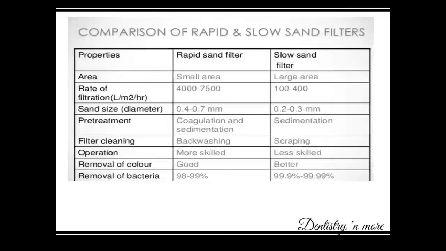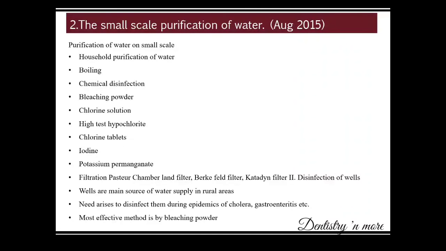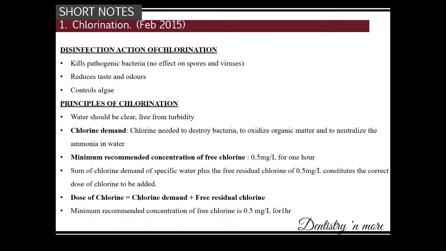Next we have small scale water purification. It is done at home, like boiling, chemical disinfection, bleaching powder, chlorine solution, iodine. Wells are cleaned. All these are included in small scale water purification, mostly done at home. Chlorination is the last step of water purification. It is mostly done using chlorine gas or perchloron, chlorine tablets, or bleaching powder.